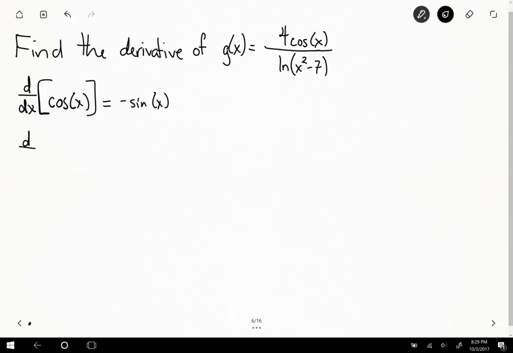And what about the derivative of natural log of, and I'll just put x right now. We can deal with that in a minute. That's going to be 1 over x. Okay. The other piece is we have a quotient, so you have f of x divided by g of x.